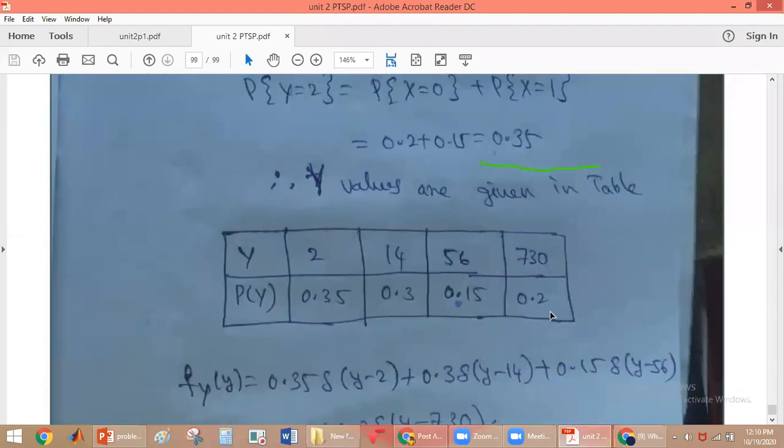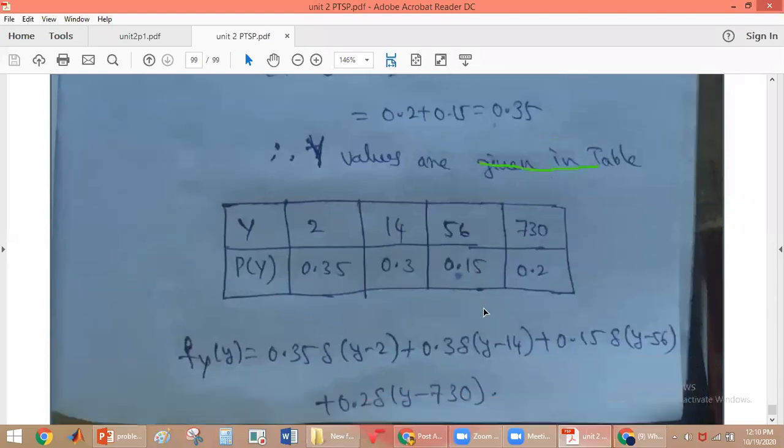So if any particular value of y is mapped to more than one x value, then we have to add those probabilities. In this case, 2 is occurring two times. So we have considered the probability of x for those values and added them up here.